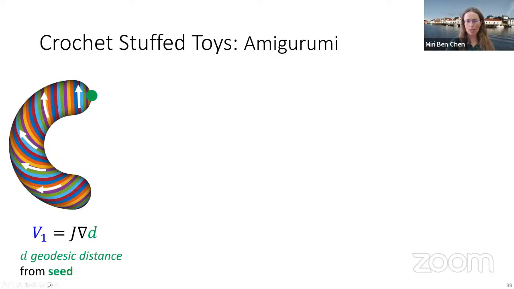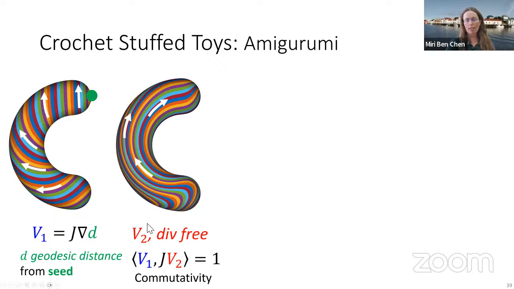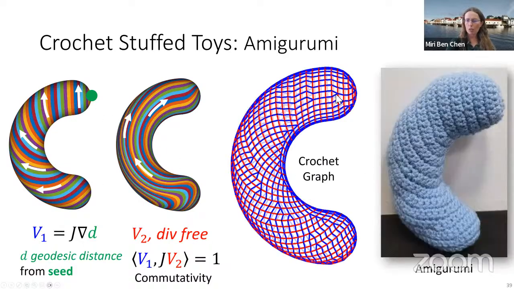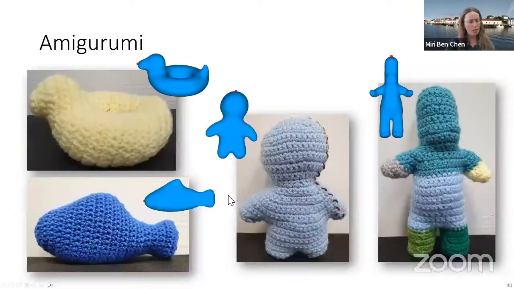The commutativity constraint can be expressed quite easily if I know that I'm working with geodesic distances. My V1 is going to be the gradient of the geodesic distances rotated by pi over 2. And then I have a very simple constraint on the second vector field. From these two vector fields, we build a graph, and then you can generate the knitting instructions that give you the toy. And we have some non-trivial results.